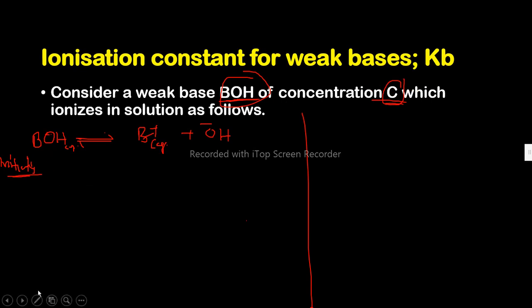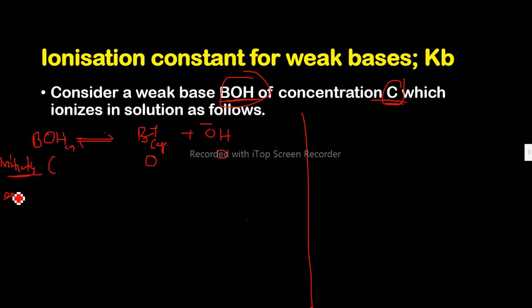Yes, initially we have C concentration of the base, and since we haven't done anything, it's not yet dissolved, then we have 0 B plus and 0 OH minus.